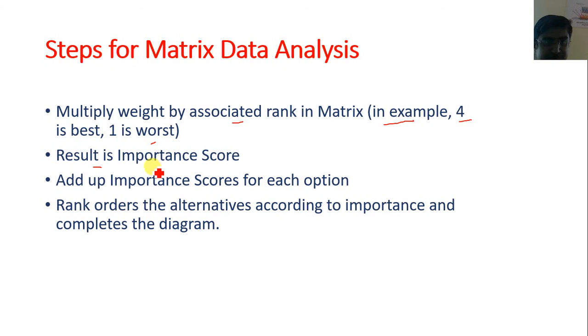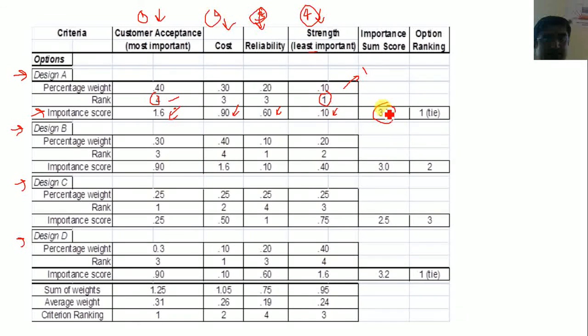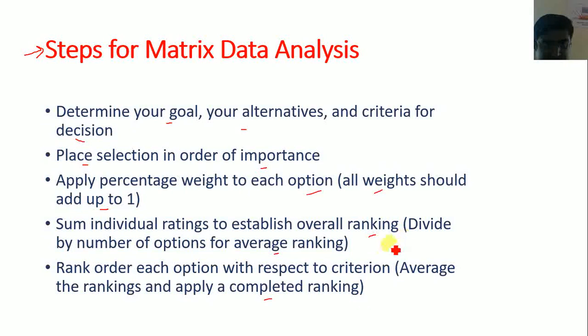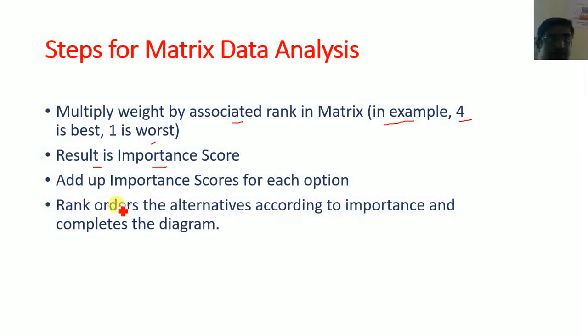The result is the importance score. So here you can see for the first design you are getting the importance sum score as 3.2. Similarly for the second design, which is design B, the score is 3, third is 2.5, fourth is 3.2. Add up the importance score for each option and rank the alternatives according to importance, and you have to complete the diagram.